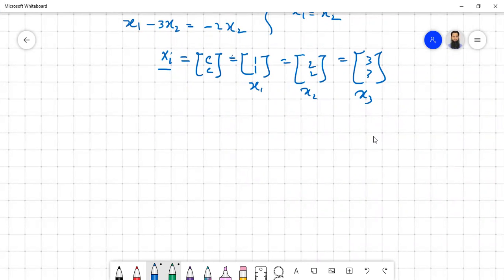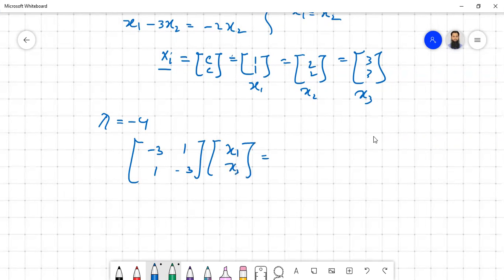Similarly, now if you take lambda equal to minus 4, in that case again minus 3, 1, 1, minus 3, times x1, x2 gives us minus 4 times x1, x2.